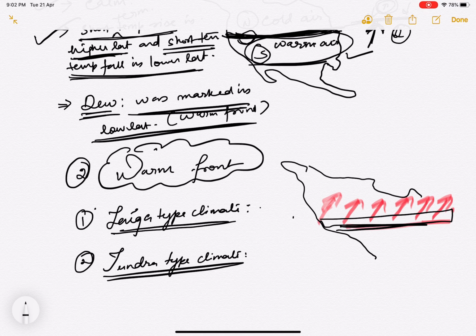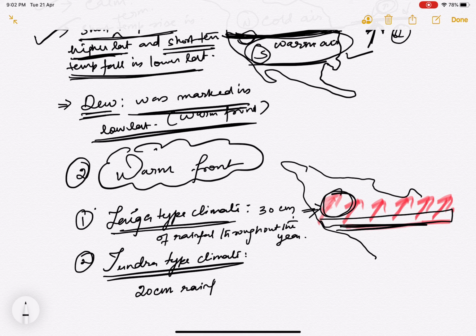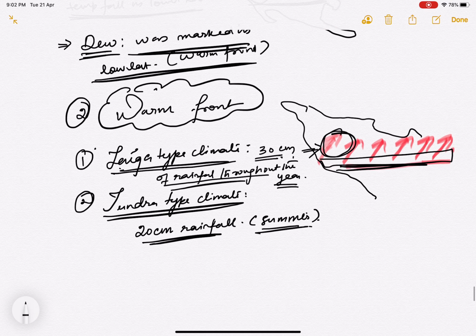Taiga type of climate means that there is a 30 centimeter of rainfall throughout the year. And this 30 centimeter of rainfall throughout the year is caused by what? Obviously your warm front. Similarly, in the tundra type of the climate, there is a 20 centimeter rainfall. But this 20 centimeter rainfall is none other than in your summers. I hope you got the difference. In the taiga, there is a 30 centimeter of the rainfall throughout the year. In the tundra, there is only 20 centimeter of rainfall, that too only in summers. So warm front weather results in the taiga type of climate, tundra type of the climate.